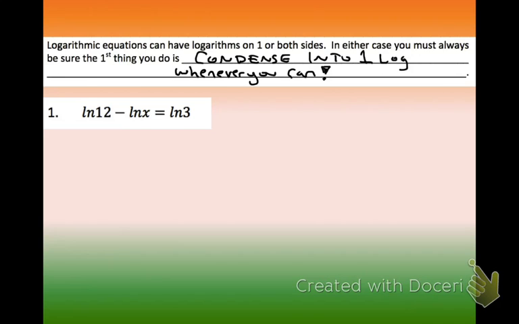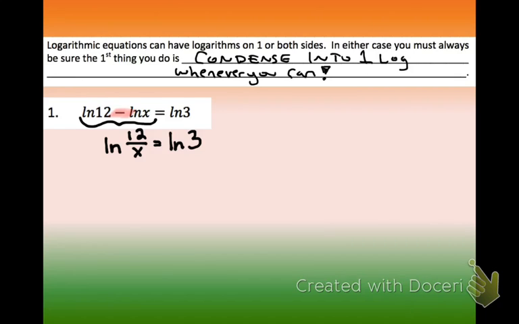So for example, this ln of x here, sure, we could take numbers and we could do some other stuff with that, but it's going to get really complicated. So we want to use those logarithmic rules to condense this down. And we know that this subtraction here, if we look at the quotient rule, means subtraction turns into division. So if we put both of these together, it'll actually be ln of 12 over x equals ln of 3.